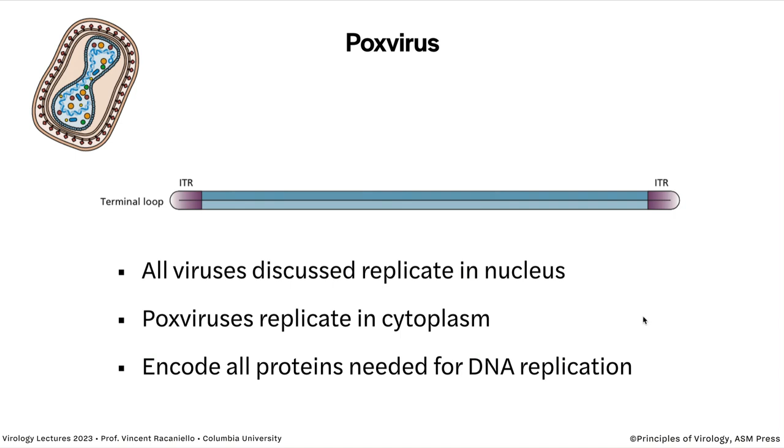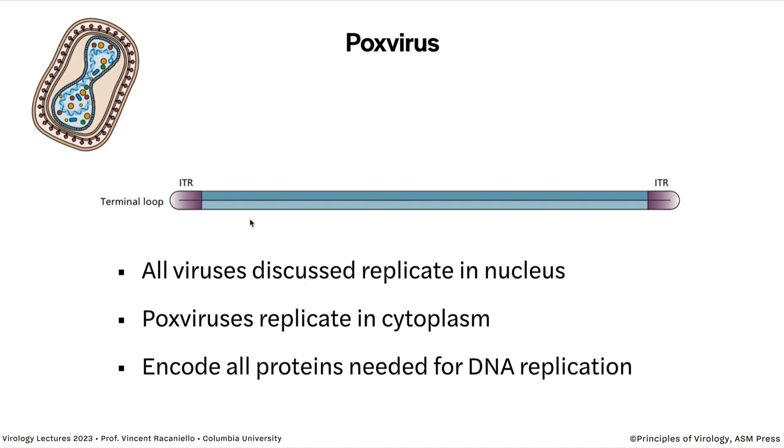Finally, pox viruses are different from what we've discussed so far because these viruses replicate in the cytoplasm. All the viruses we've talked about so far today replicate in the nucleus. Pox viruses do not. They replicate their DNA in the cytoplasm. Therefore, they have to encode all the proteins needed for DNA replication because in the cell, the DNA synthesis machinery, of course, is localized to the nucleus. So pox viruses need to encode everything on their own.